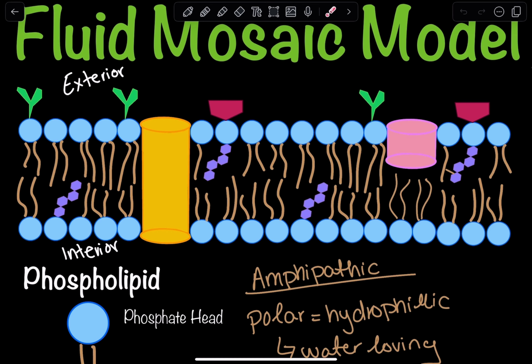But in the plasma membrane, we also have other structures. And we'll start over here with this large structure, which is an integral protein. Integral proteins, so this one can be referred to as a transmembrane protein because it spans all the way through the membrane. The integral protein is responsible for transporting molecules in and out.